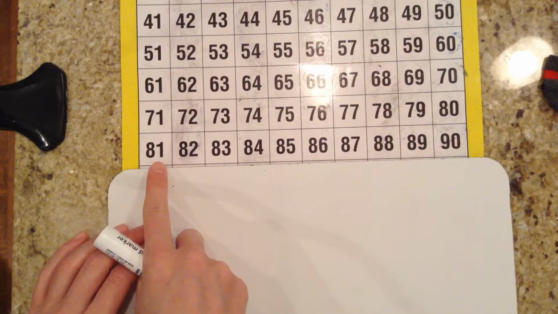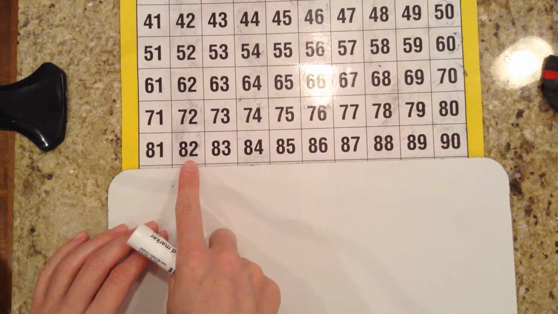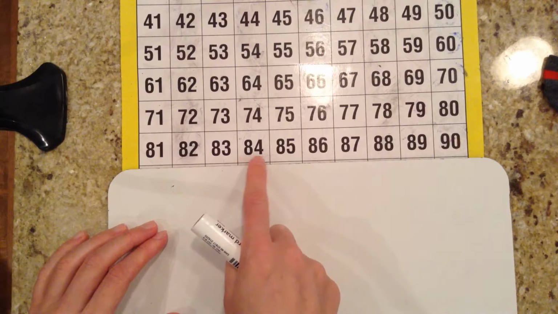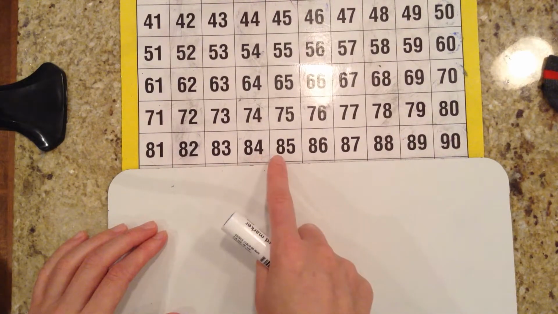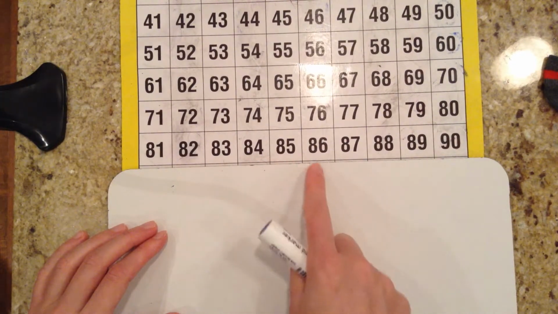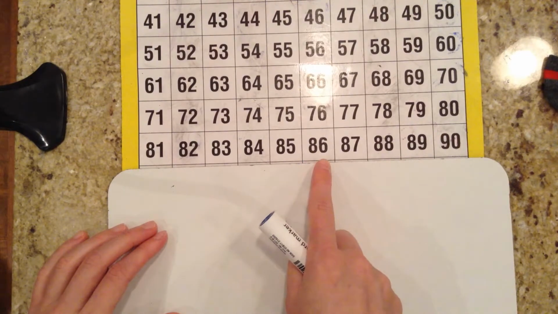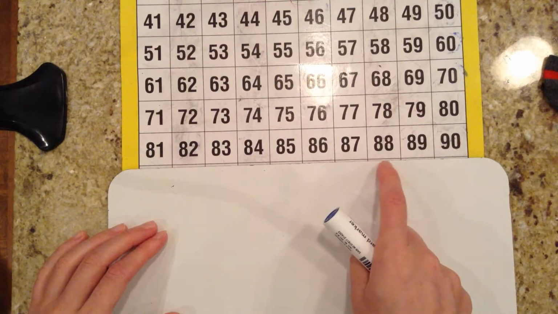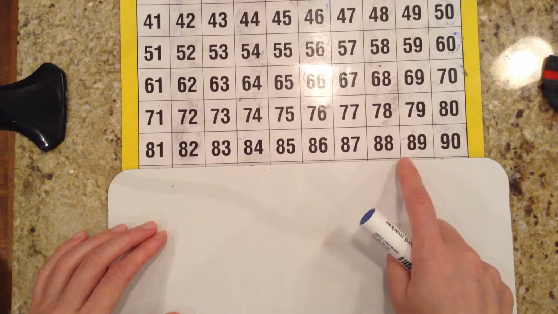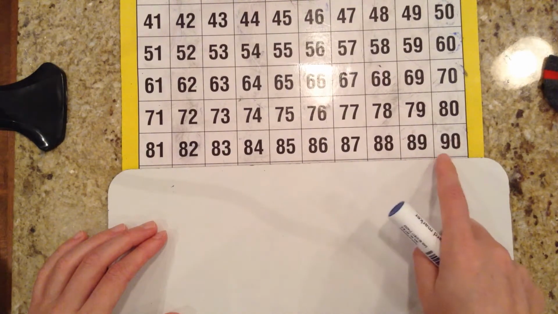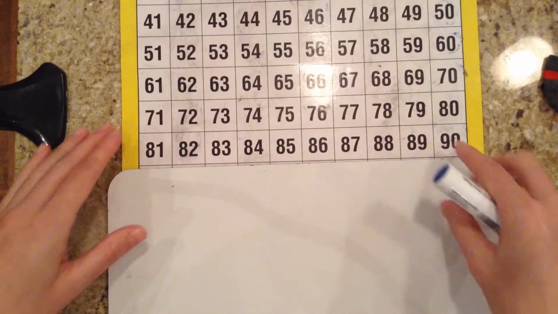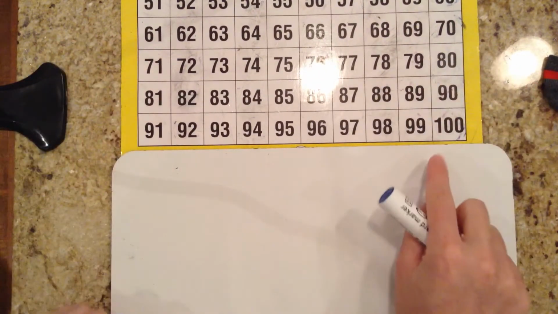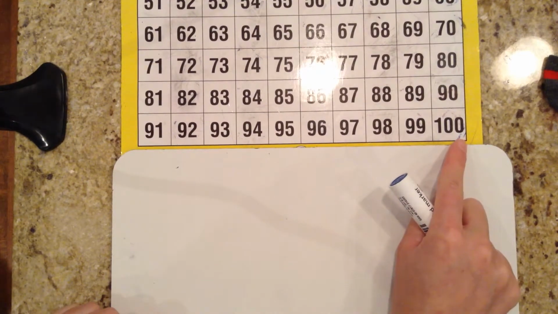81, 82, 83, 84, 85, 86, 87, 88, 89, 90. Now we're really almost there. As soon as we finish the 90s, we've made it to 100.